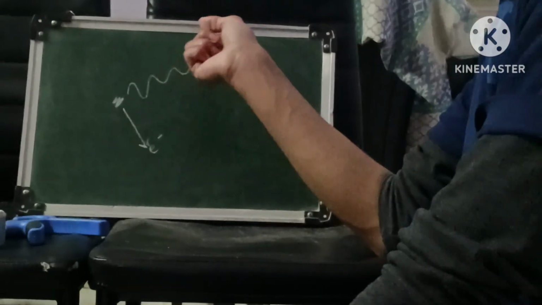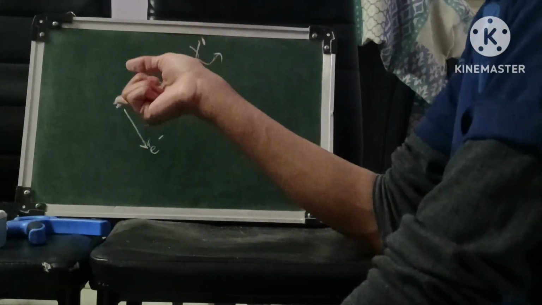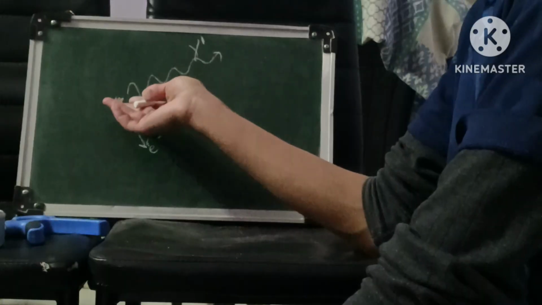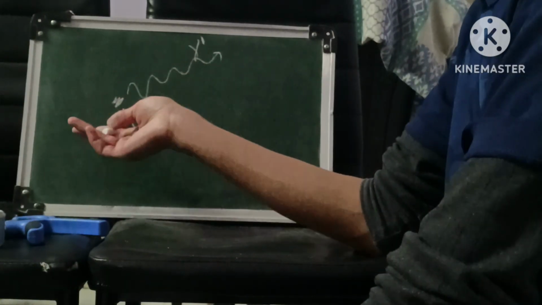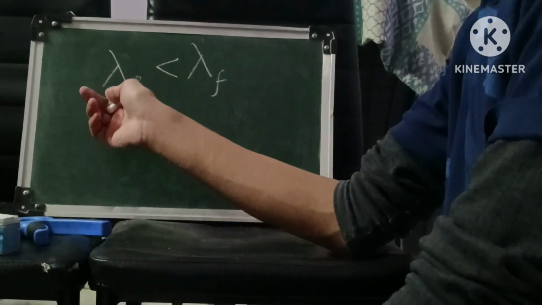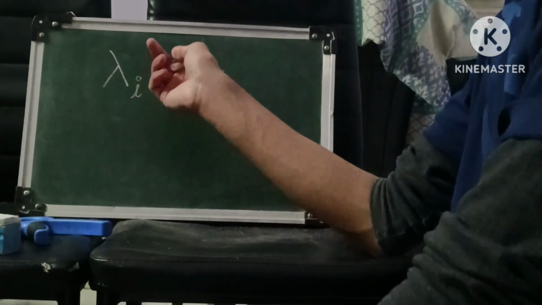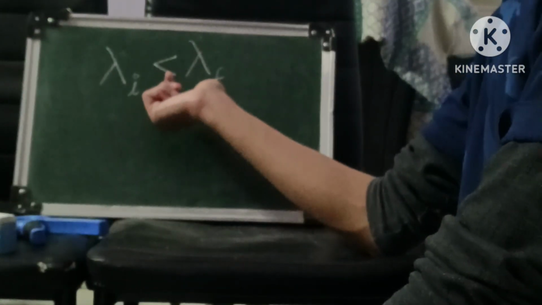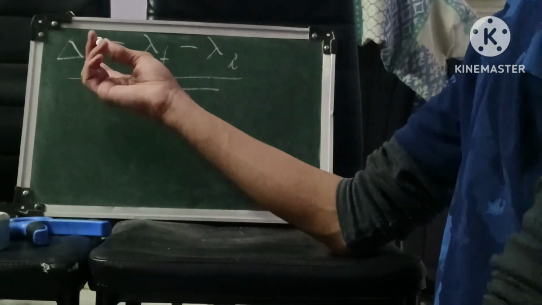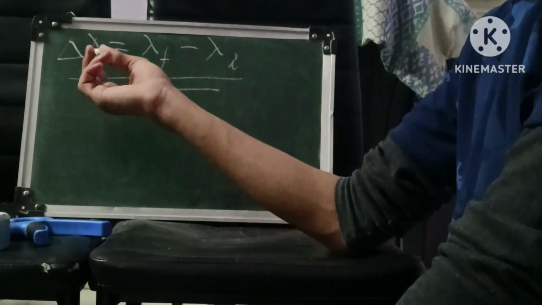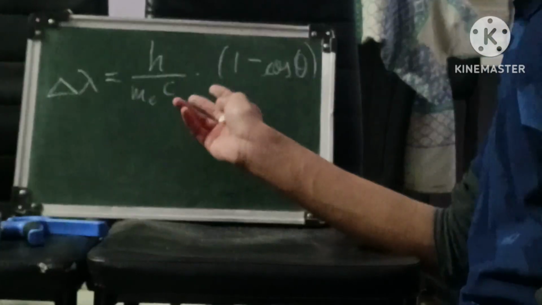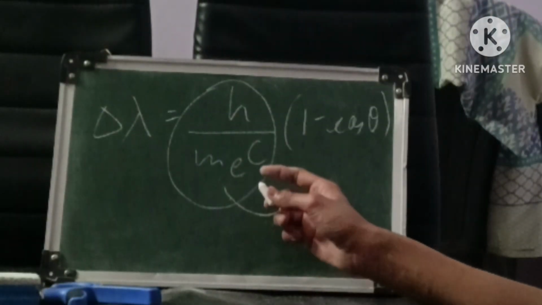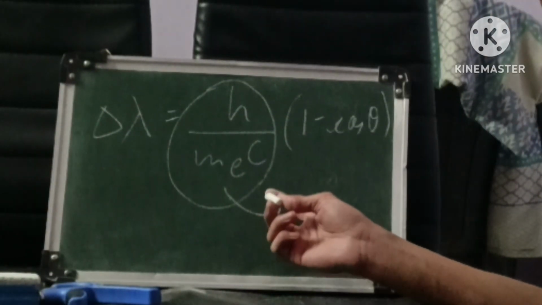Now we have here gamma prime. I'm not using gamma because after the collision, the frequency and wavelength of the photon change. Initial wavelength is always smaller than the final wavelength. This right here is the change in wavelength. Here theta is the scattering angle of the light. This part is known as the Compton wavelength of an electron.